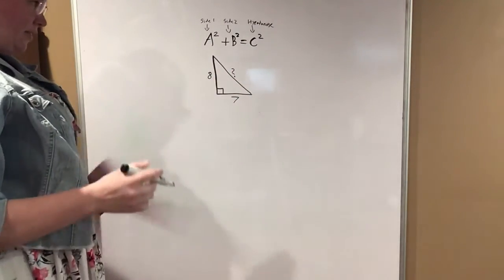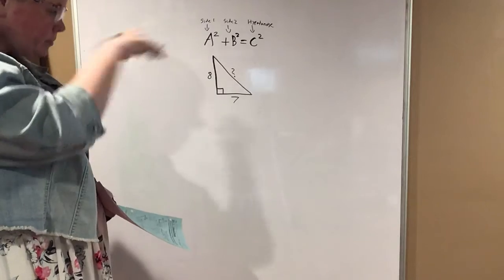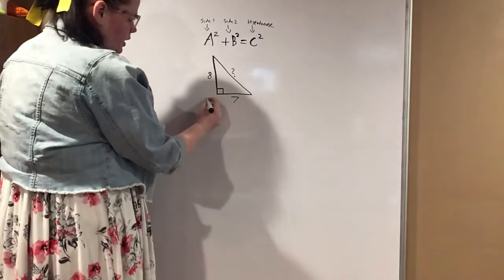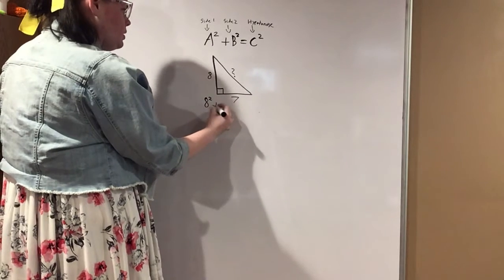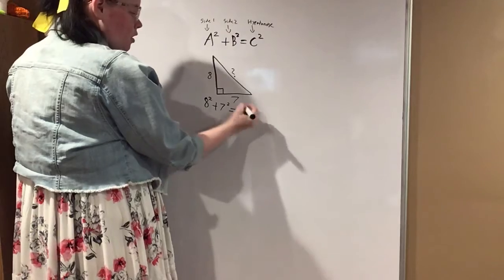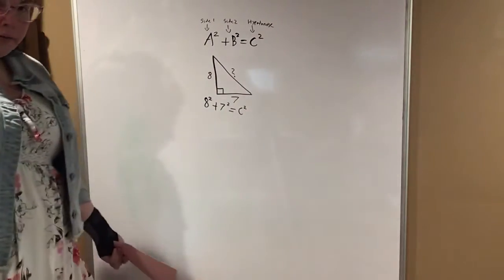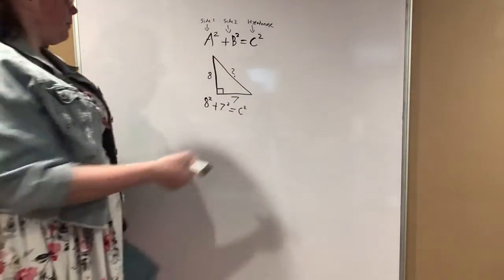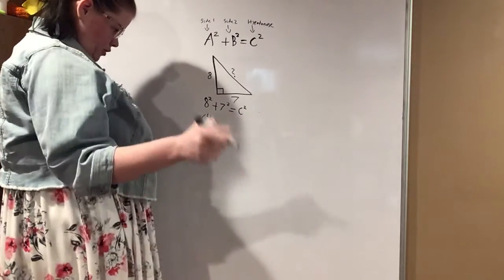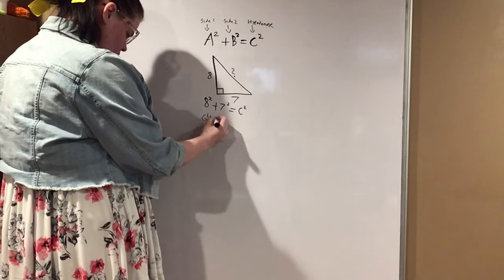So if we're given this, we just need to plug it in. Well, 8 squared plus 7 squared equals c squared, because I don't know what my hypotenuse is yet. So now let's do the math. 8 squared is 64. This is why you need to know your squares and your square roots, because you're going to have to know these off the top of your head.